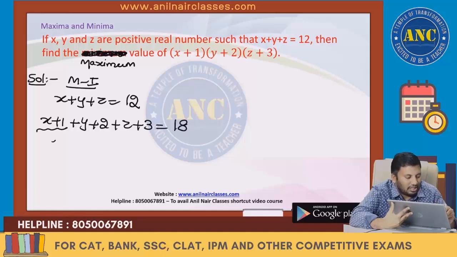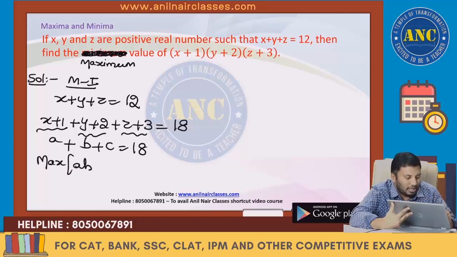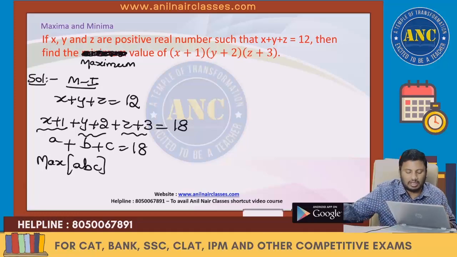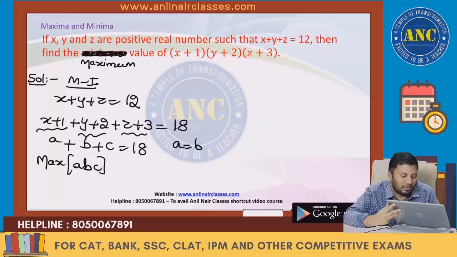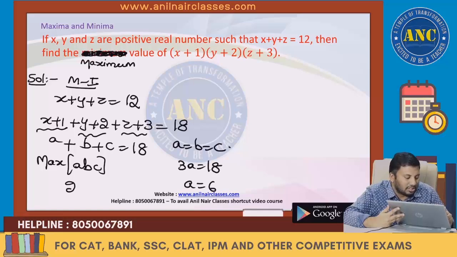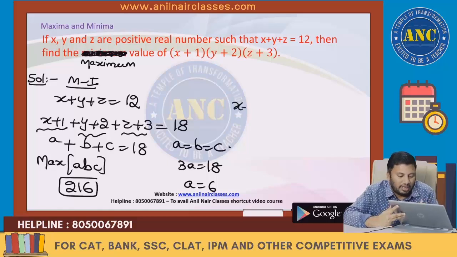If I call this A, this B, this C, A plus B plus C equivalent to 18. I want the maximum of A, B, C. Some constant. Product is maximum when the variables are equal. A equivalent to B equivalent to C. So 3A equivalent to 18. A is nothing but 6. 6 into 6 into 6. Answer is 216.